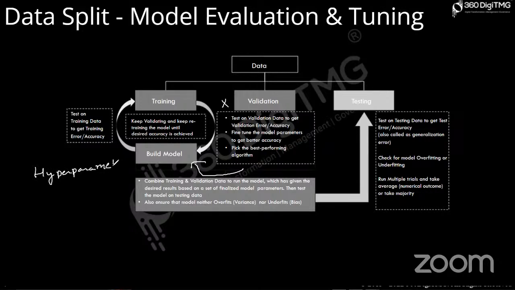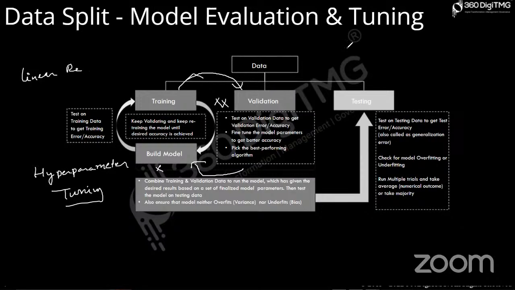Once this hyperparameter tuning is done, we validate again. If we are still not getting a good result, we do some more hyperparameter tuning. Unless and until we get a good result, we keep on doing this. If after many tries we still do not get a good result, we can change the entire model itself. Suppose we are trying with linear regression.